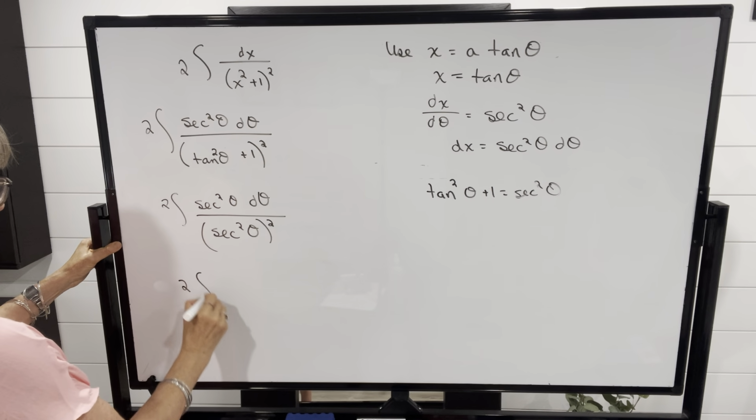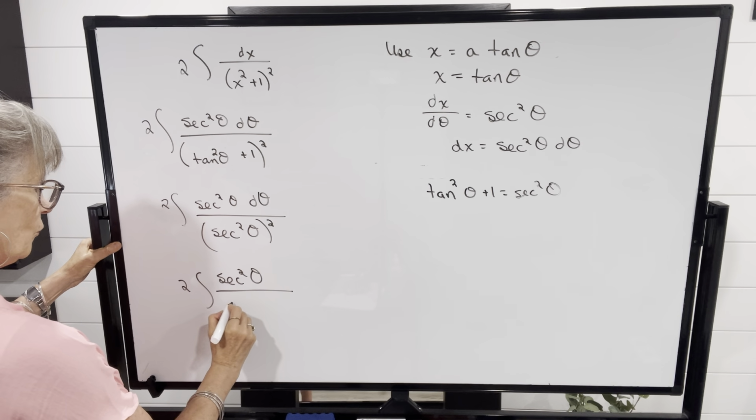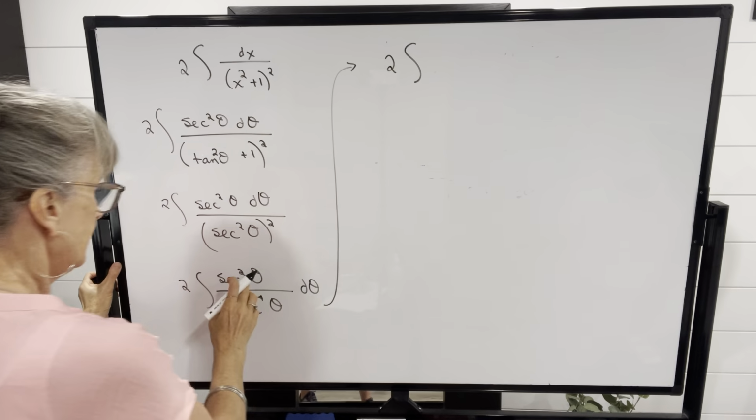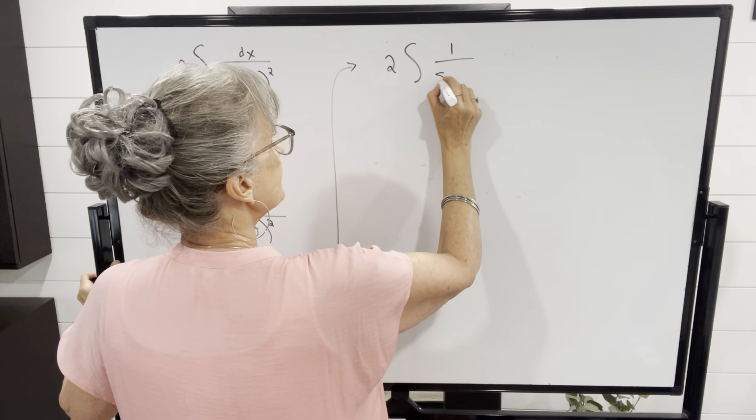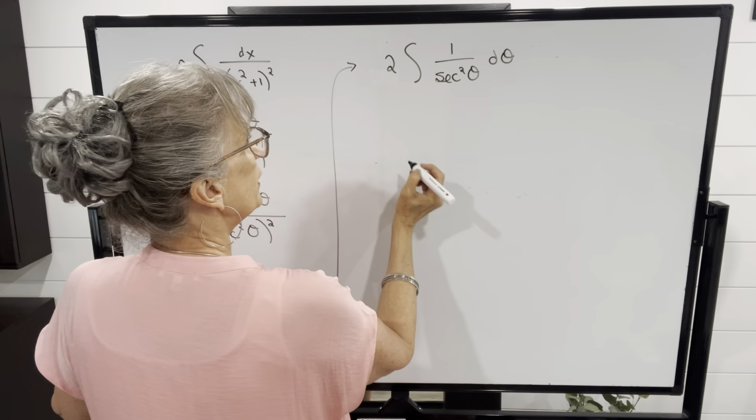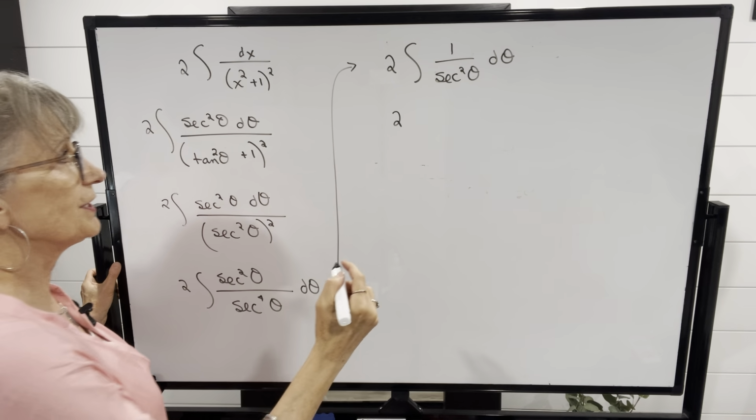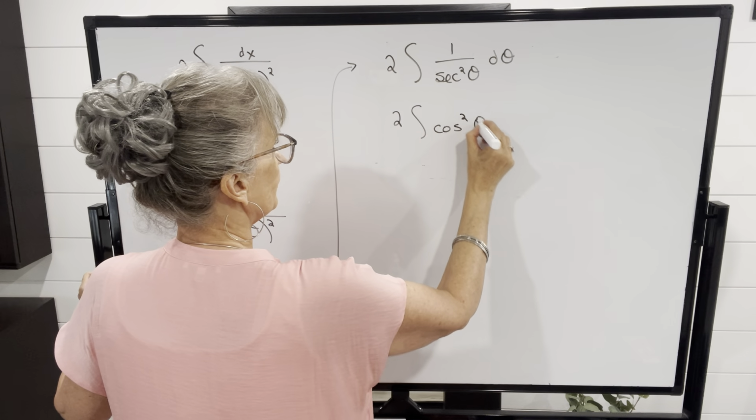And that will be equal to secant squared theta over secant to the 4th power theta. Secant squared cancels in the numerator and the denominator, so I'll have 1 over secant squared theta. And we know that 1 over secant is cosine, so 1 over secant squared theta will be cosine squared theta.